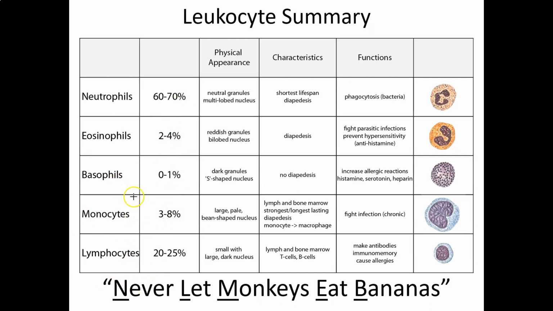And again, going from most numerous to least numerous, an often cited mnemonic people use in anatomy is "Never Let Monkeys Eat Bananas." The first letter of each word corresponds to the first letter of the different types of white cells. So the most numerous, never, N, would be neutrophils, 60-70%. L, let, lymphocytes, 20-25%. M, monkeys, monocytes, 3-8%. Eat, eosinophils, 2-4%. And the least numerous by far, basophils, which correspond to bananas, and they're about 0-1%. So this is a nice little chart that shows what they look like, gives you some basic functions and some characteristics of them.